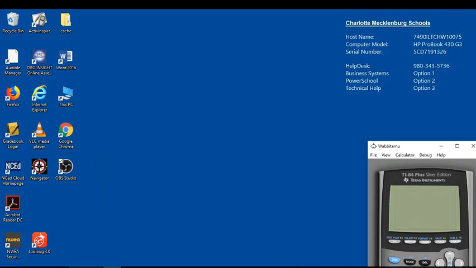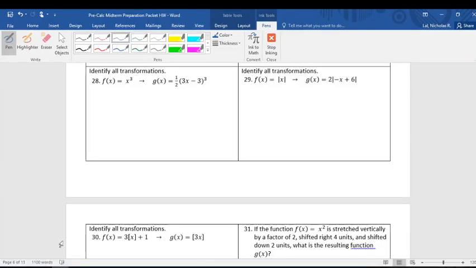All right, let's do some midterm packet problems. Start with midterm packet problem 28. So first identify that one half. That one half is going to be a vertical compression by a factor of one half.